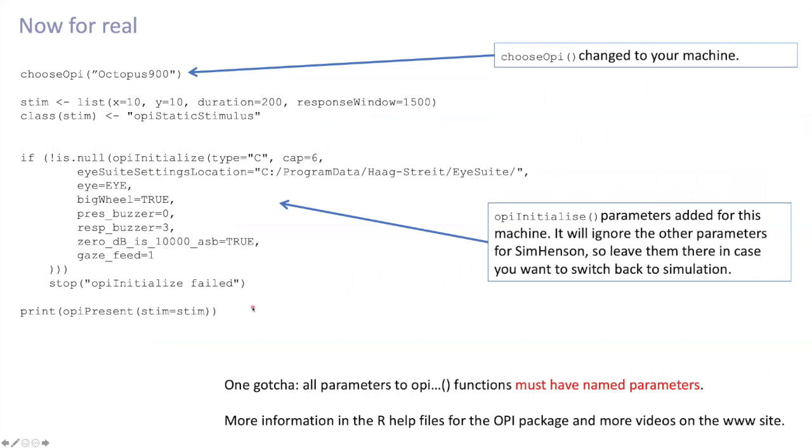So there's a couple of things to note. First of all, for any of the functions beginning with OPI, so OPI present, OPI initialize, there's also OPI set background and OPI query device. All of the parameters to those functions have to have names. So here I've got stim equals. Here I've got equals, I equals, big wheel equals, etc. So all of these parameters have to be named.